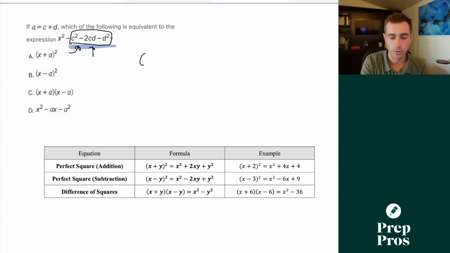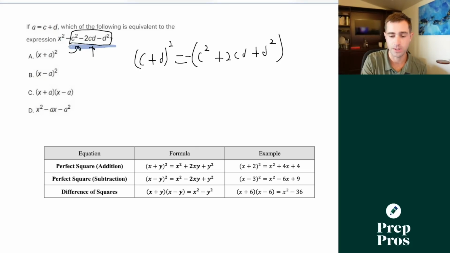Because if we do c plus d squared, the same way we would do x plus y squared, that's going to get us our c squared plus 2cd plus d squared. Now, if we want to have all of this negative, we simply just need to basically distribute a negative through this entire portion.